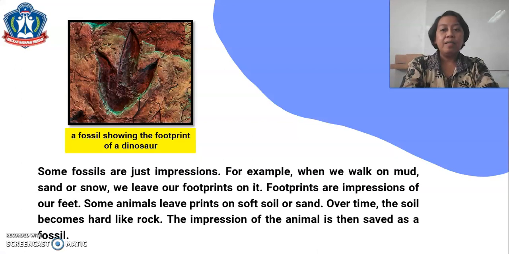Moving on, some fossils are just impressions. For example, when we walk on mud, sand, or snow, we leave our footprints on it. Footprints are impressions of our feet. Some animals leave prints on soft soil or sand. Over time, the soil becomes hard like rock. The impression of the animal is then saved as a fossil. So we have here an example, a fossil showing the footprint of a dinosaur.